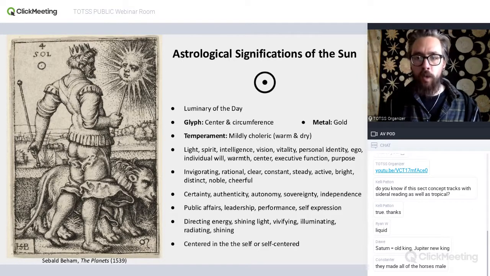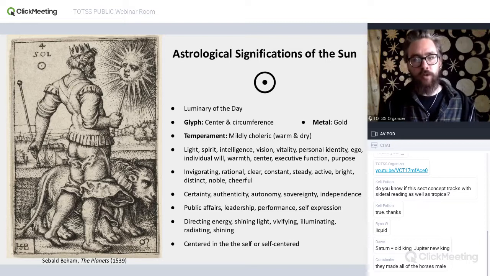Yeah, vision, vitality, the personal identity and the ego are very solar. Also, the individual will, not like the true will in the Thelemic tradition, although individual will is probably not unrelated. And so the sun or the position of the sun in a chart might give you some helpful clues towards the true will, but it's not the true will, directly.